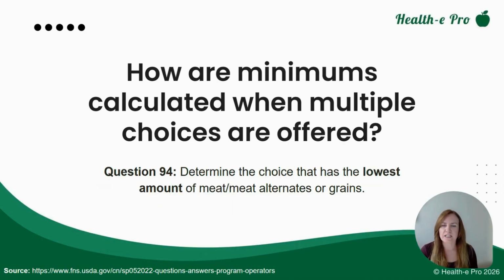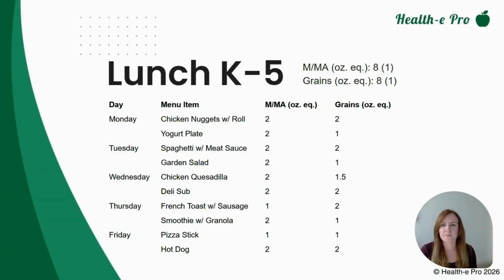This is addressed in question 94, and it explains that when multiple choices are offered, the minimum is calculated by determining the choice that has the lowest amount of meat alternates or grains. So the amounts aren't added together. You don't take the highest number, you take the lowest number across all options that are offered. So let's look at an example of this.